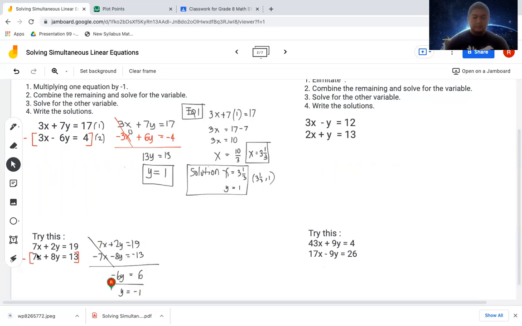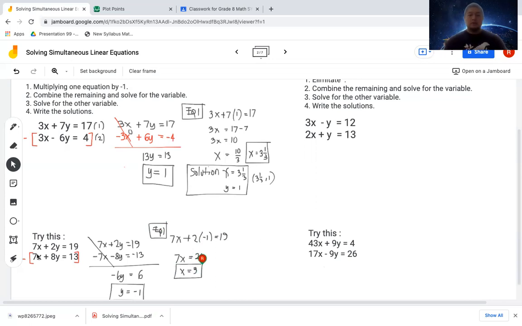Right. Same thing, if you would like to find the value of x, all you need to do is to substitute this value again. So you will have, in equation number 1, 7x plus 2 times the value of y, which is negative 1, is equivalent to 19. Then 7x will now be equivalent to 21, and x is now equivalent to 3.